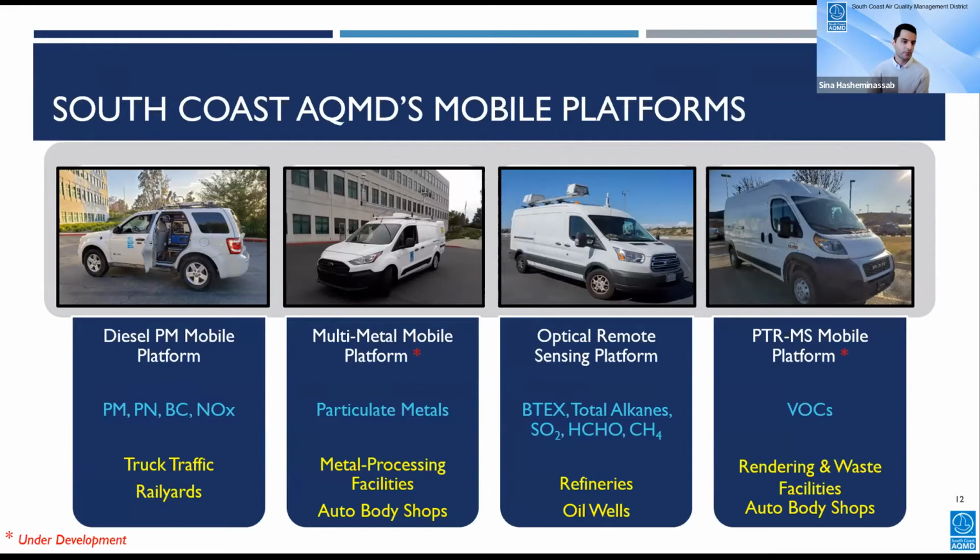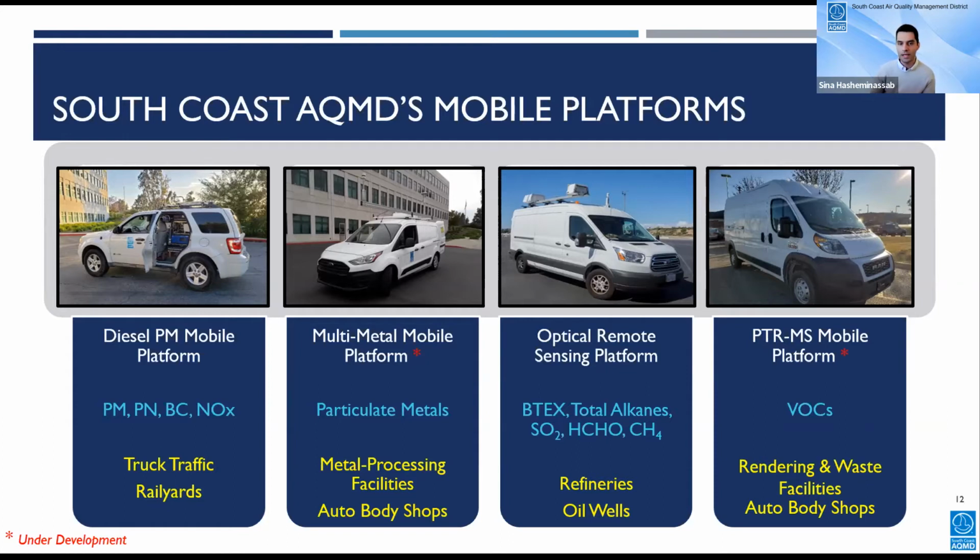For example, the platform on the far left is equipped with instruments that can measure particle mass and number in different size ranges, as well as black carbon and NOx, which makes it very appropriate to track or address emissions from truck traffic and rail yards. We are also developing a mobile platform that has a monitor on board that is capable of measuring multiple metals with high time resolution, which makes it very suitable for addressing emissions from metal processing facilities, auto body shops, and essentially any other sources that are known to emit particulate metals.